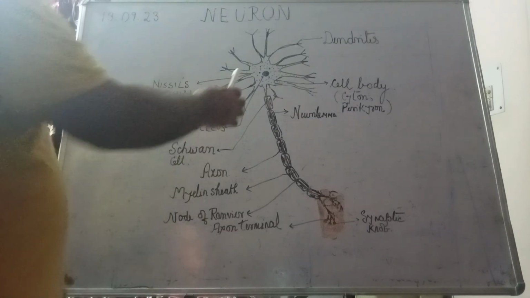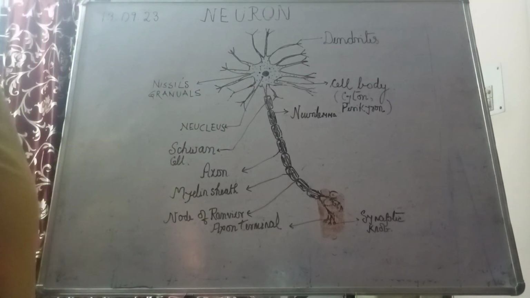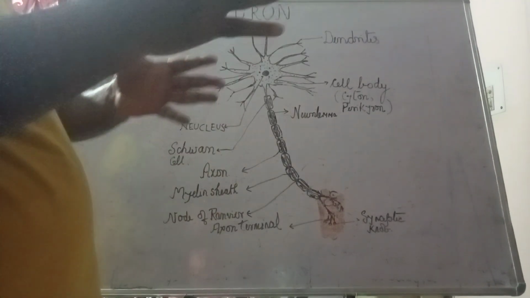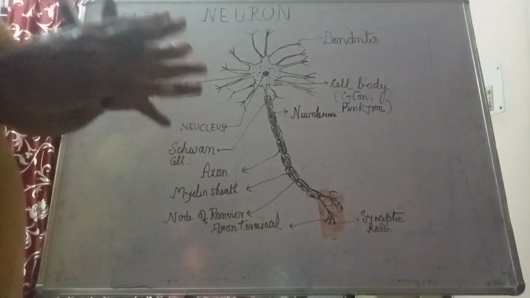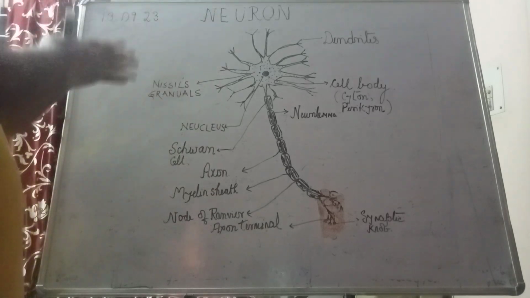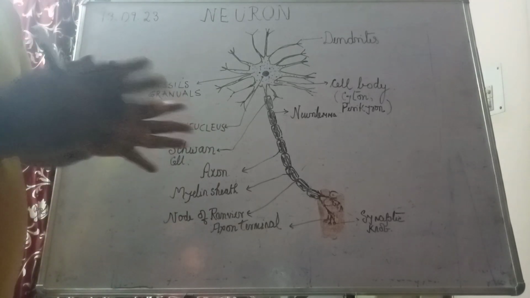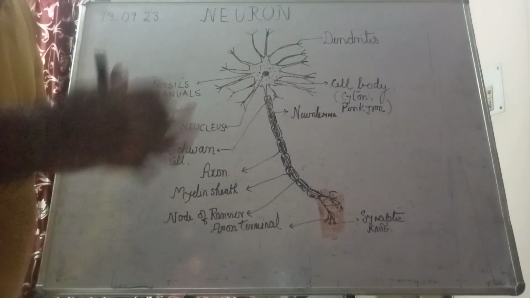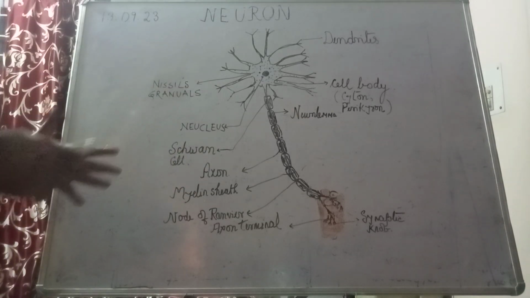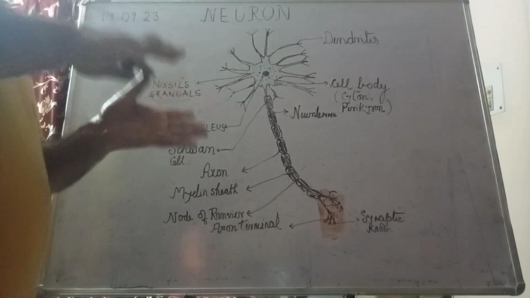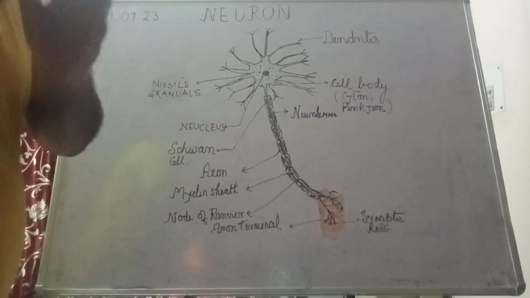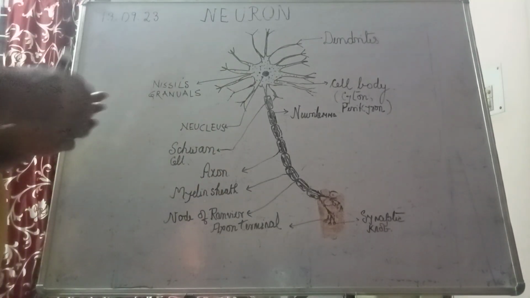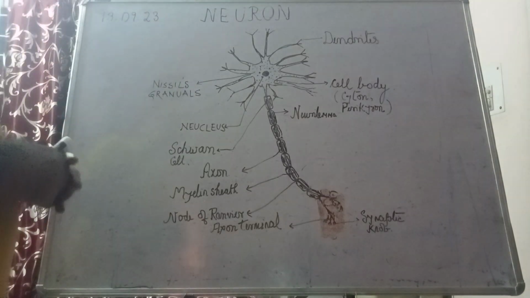Okay. On the basis of functions, some neurons have to carry the impulses, messages from the sensory organs to the brain and spinal cord. That you all know. Which are these neurons? These are sensory neurons. And some neurons will carry back the impulses or messages to the affected cells and tissues. Which are these neurons? They are the motor neurons.